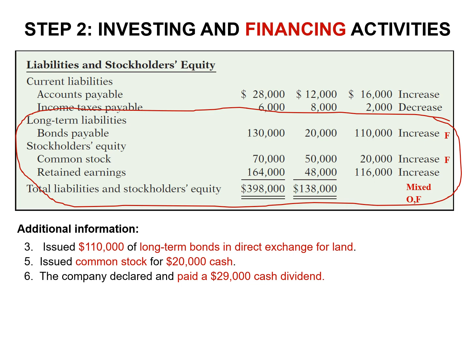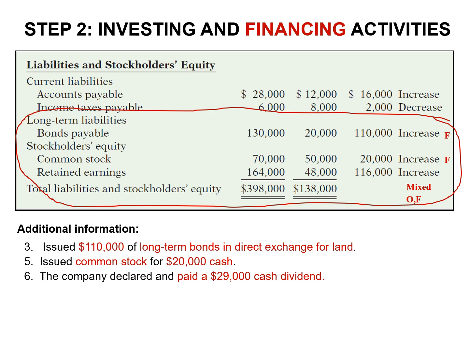For the financing activities section, look for changes in long-term liabilities and stockholders' equity accounts. We know that the company acquired land by exchanging bonds, and we've already identified this as a non-cash transaction. We also know that common stock increased by $20,000. And if we look to the additional information section, we know that they issued additional shares of stock. So again, we're going to show that as a cash inflow.